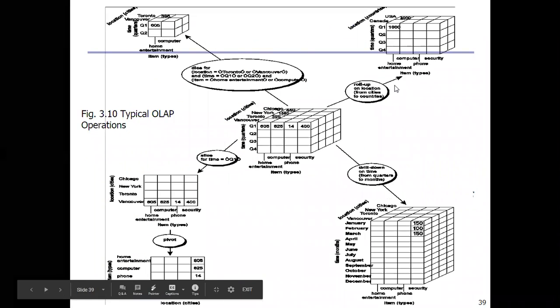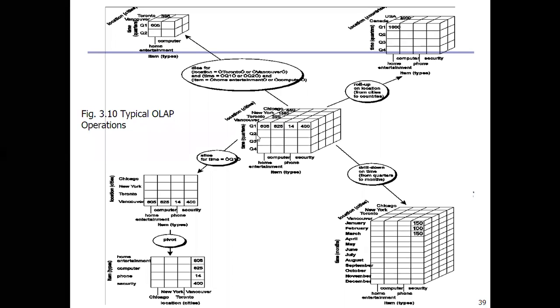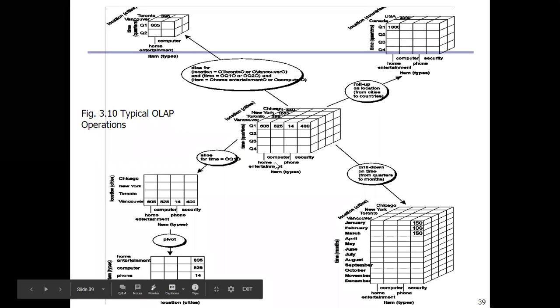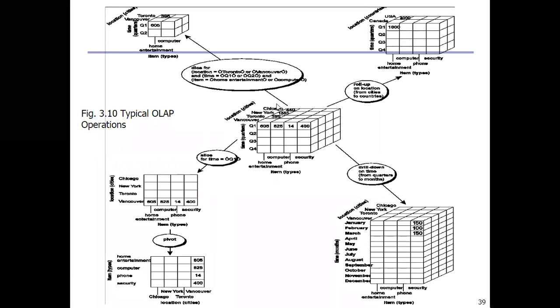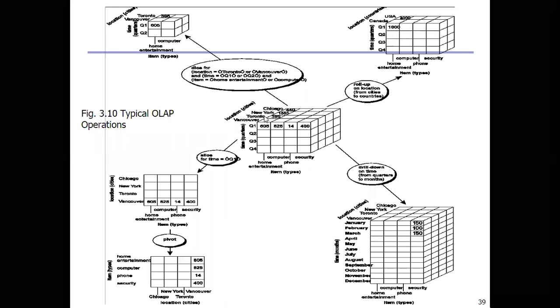Just see this example. In roll up, one database is given with some cities, time, and the items purchased by the customer. Those items are home entertainment, computer, phone, security, and so on. So there are three dimensions here. The first one is items: home entertainment, computer, phone, security. The second one is time, given in quarter format. And the next one is location, given as a city.